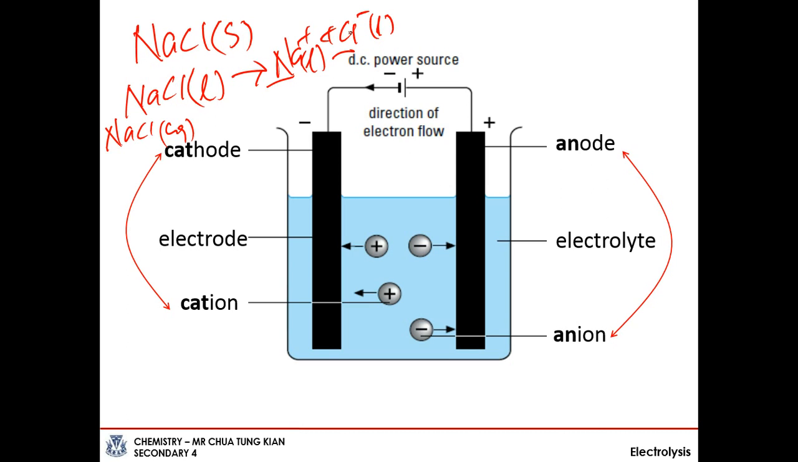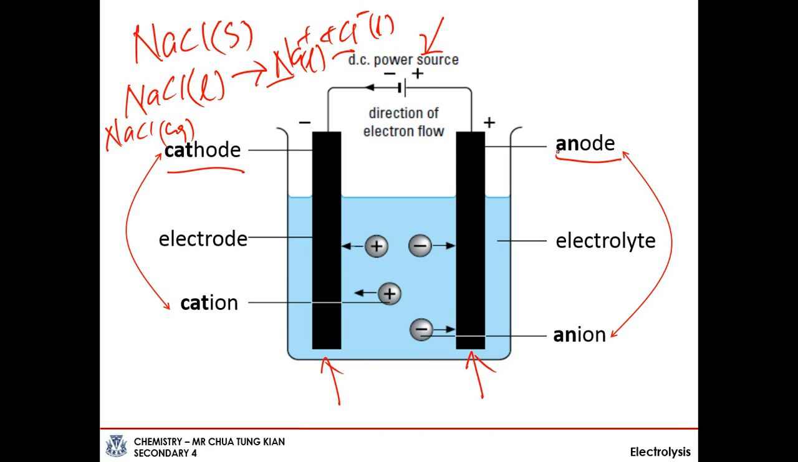So there are a few parts in the electrolytic cell which you will need to know. So first of all, you need a power source. Because if you recall the definition, it is the decomposition of a compound by electricity. So the power source provides this electricity. There are two electrodes here. One is called the cathode and one is called the anode.